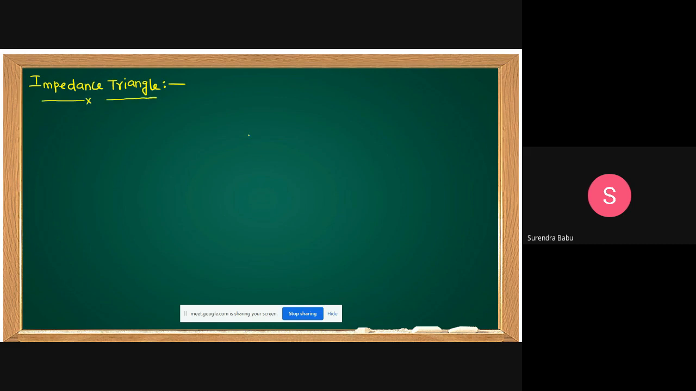Yes, the impedance triangle is this. This is the resistance, R. Which vector is this? It's the resistance. And this is which one, students? XC. And this is Z, and this angle is theta. What is Z equal to? Square root of R square plus XC square.